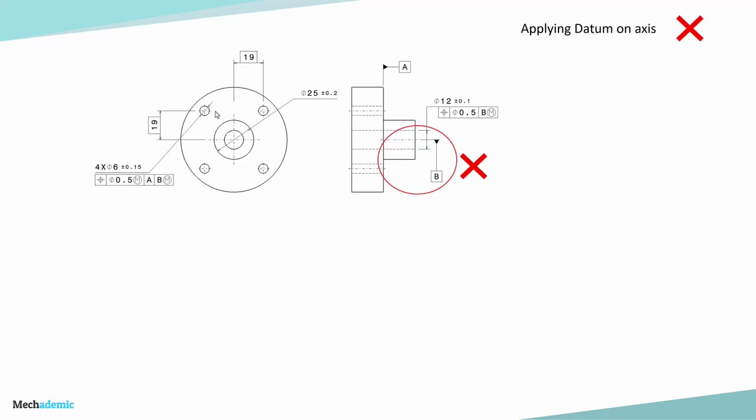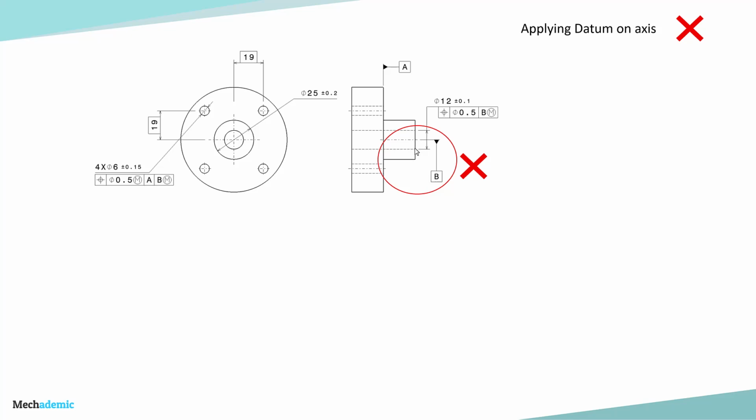The next common mistake is the referencing of the datum, the placement of the datum symbol, and what it is referred to on the drawing. Here is a flange part as shown, which has 4 holes in a pattern, and a center hole on a step. Datum feature A is the large surface. Datum feature B has been applied to the axis of this hole, and then the position of the hole is being controlled with respect to that datum. So it is being referenced in a loop.